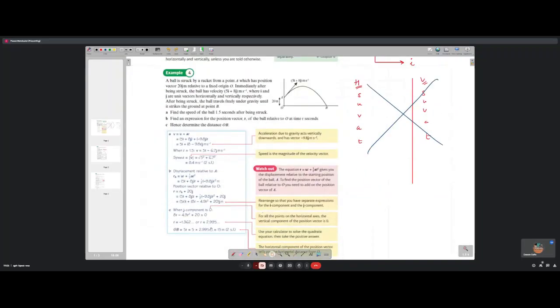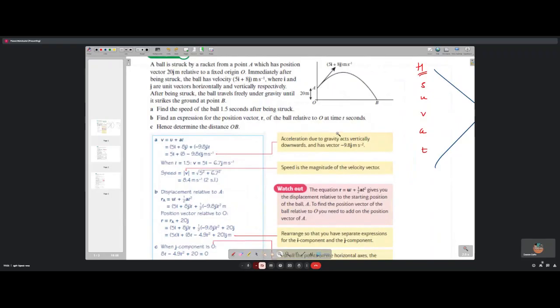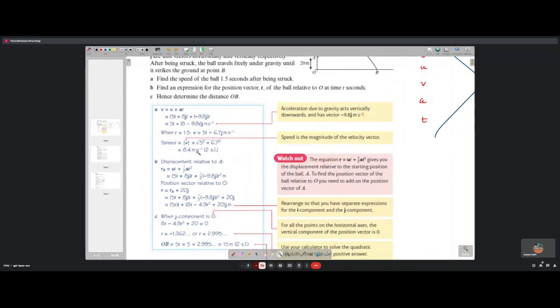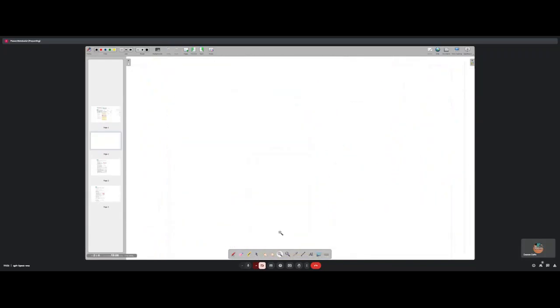Okay, but that's essentially what they've done here. It's literally just the same problems, but they're using the same suvat equations and representing everything through vectors. That's it. That's literally it. But for the sake of showing you how it works, I will go through this example. Just give me a moment.